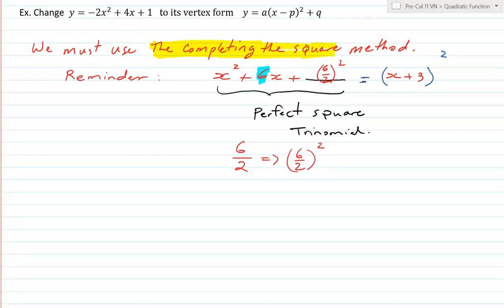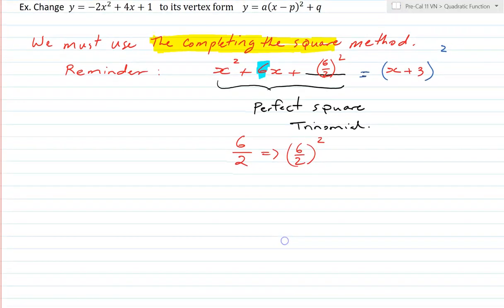So we are going to use exactly that to change the form from general form to the vertex form. All right, let's go ahead and start with this. So we have, let's go up. So let me rewrite this.